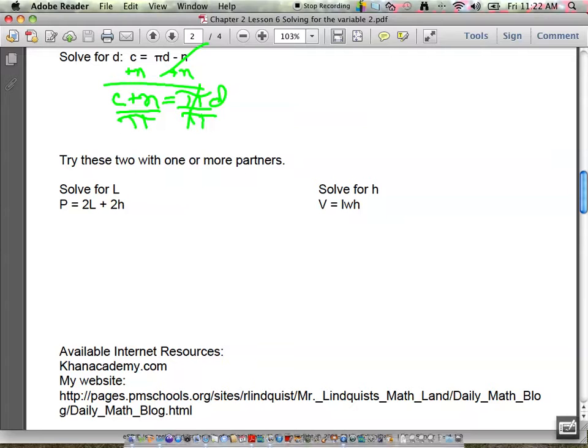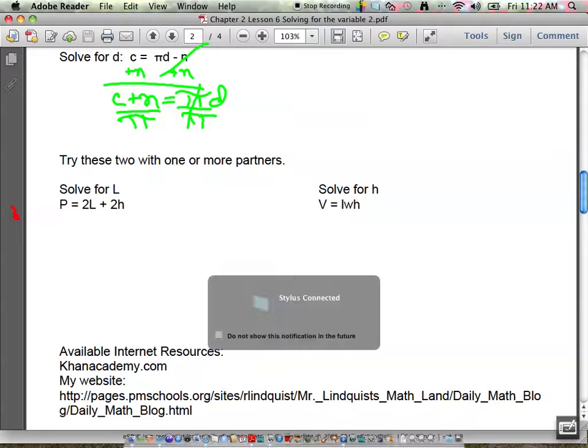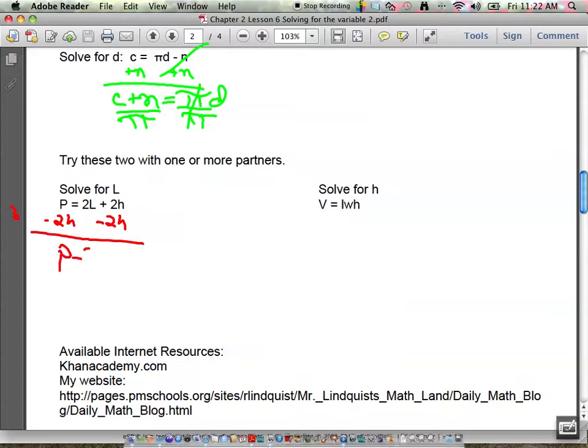Okay, I'm looking on papers, and it looks like we're pretty much done here, so I think I can give you these answers. So the first one says solve for L. As soon as it says solve for L, what does that mean to do in your mind? Make it say L equals, very good. So first I gotta get rid of this 2h, because it's on the same side as the L. So I'll do minus 2h, and as strange as this looks, I get P minus 2h equals 2L.